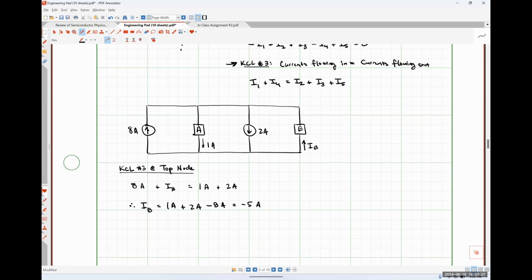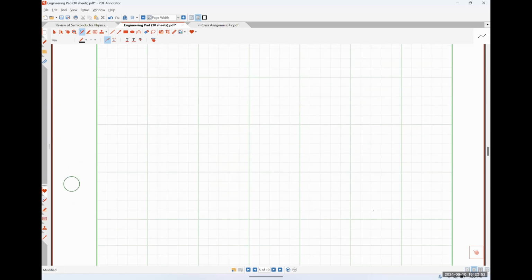If we used either of the other formulations, or applied KCL at the bottom node, we would get the same exact result. So once again, it does not matter which method we choose here, we're always going to get the exact same result. So whatever you're most comfortable with should be the method that you use. Let's look at another example.